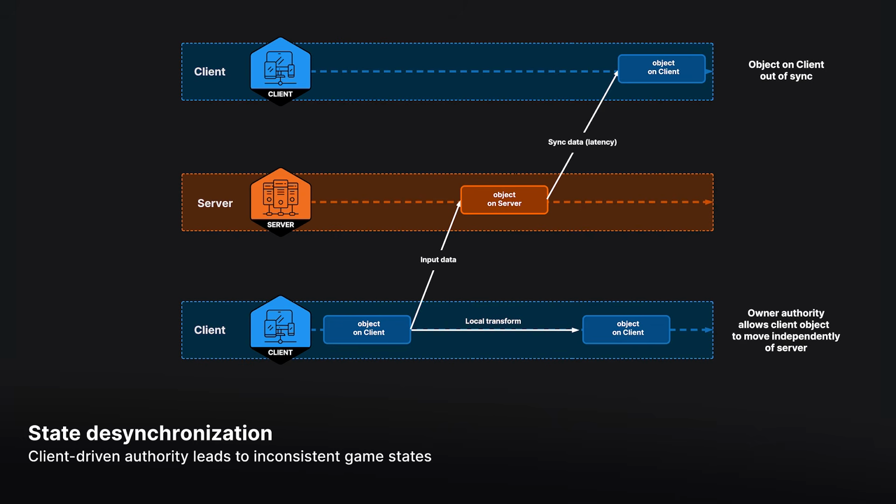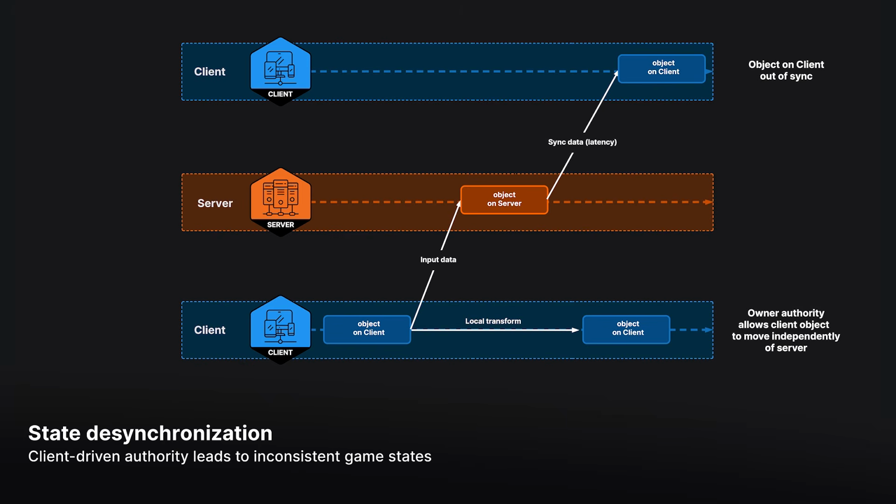The other problem with owner or client driven authority is consistency. In a competitive game, if player A dodges an attack, client authority shows this movement immediately. However, any kind of latency or network traffic can delay the data reaching the server. When the server updates another client, player B, the delayed data causes discrepancies. Player B might see player A in a different position, leading to unfair gameplay.